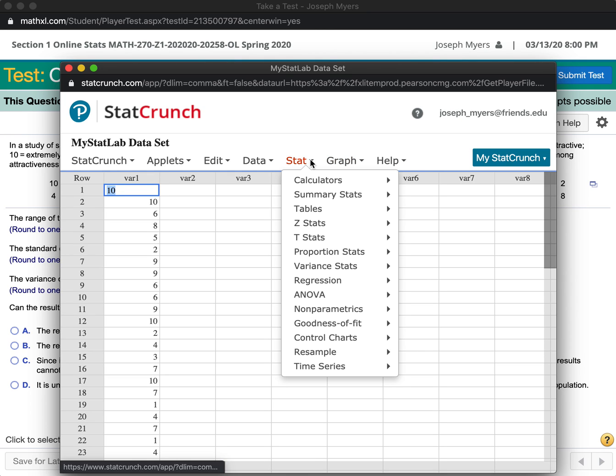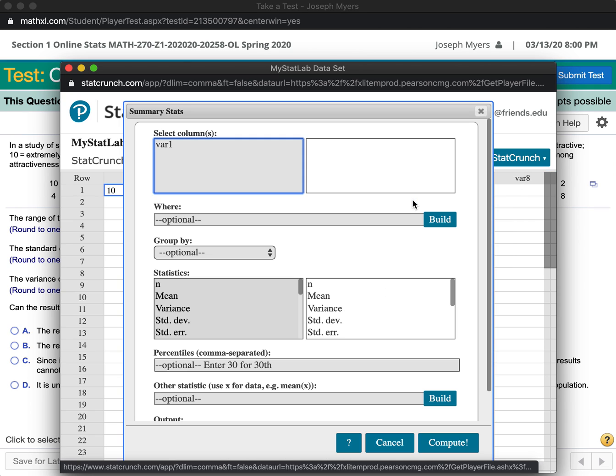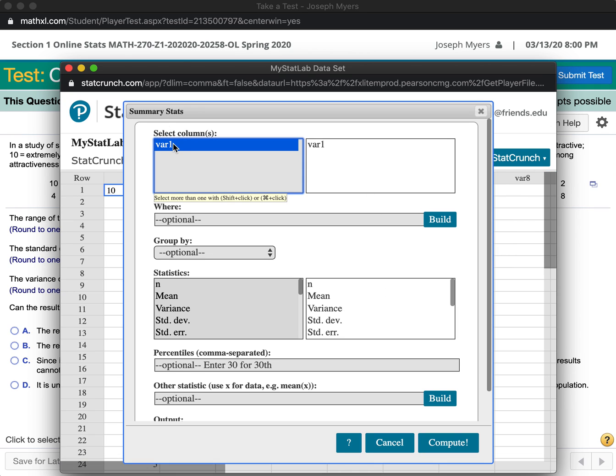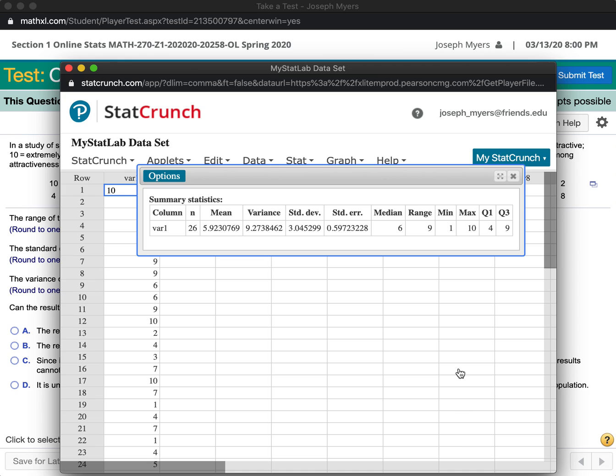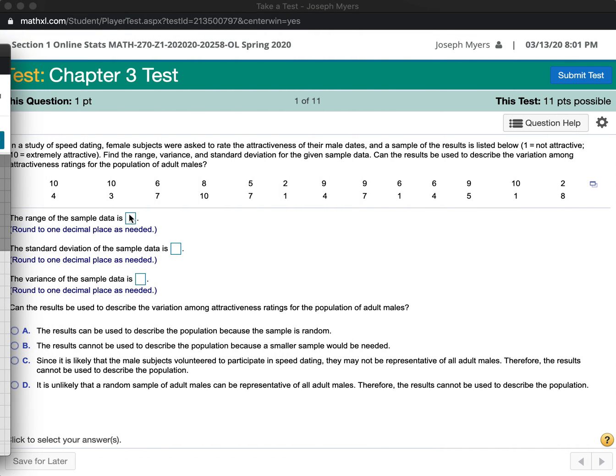Then choose Summary Stats and Columns. Then click on the column that you want to calculate the values for. Then click Compute. And it says that the range is 9. As you can tell by looking at the numbers, the highest number is 10 and the lowest number is 1. 10 minus 1 equals 9. So the range is 9.